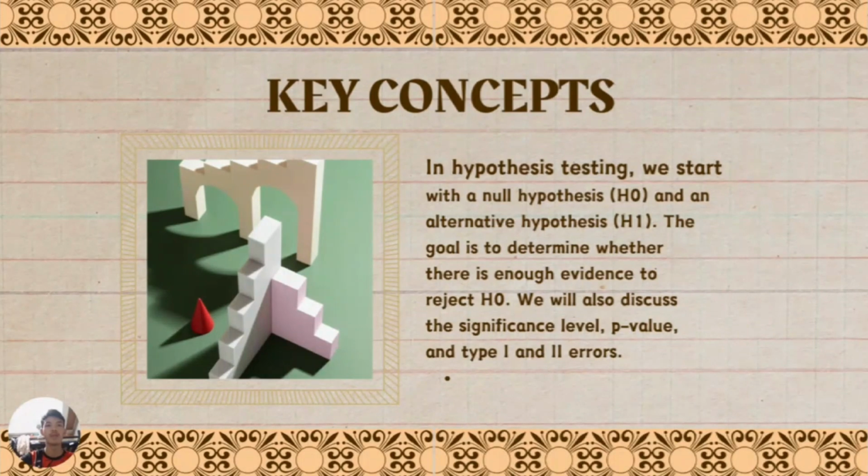Key concepts: in hypothesis testing, we start with a null hypothesis (H0) and an alternative hypothesis (H1). The goal is to determine whether there is enough evidence to reject H0. We will also discuss the significance level, p-value, and type 1 and 2 errors.